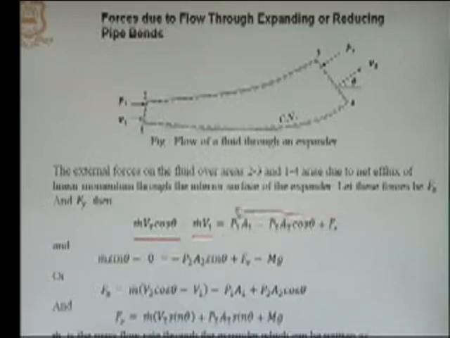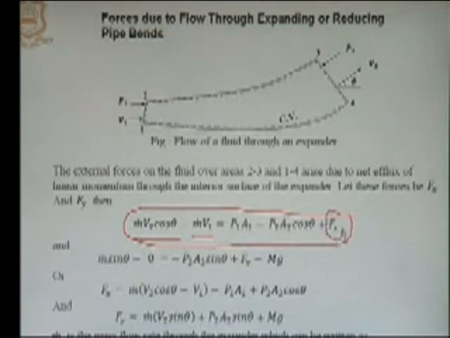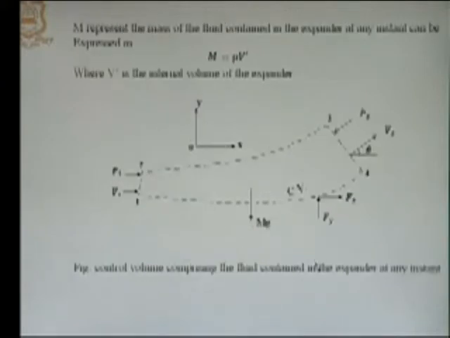By solving this equation, the rest of the terms are known to us, like we know P1, we know area 1, we know P2 A2, we know V1, we know V2, right. So, with the help of this equation we can find out the only unknown, which is Fx here. So, we can find out Fx. Similarly, we can write the equation in y direction for calculating the force in y direction. So, how do we write the equation in y direction?